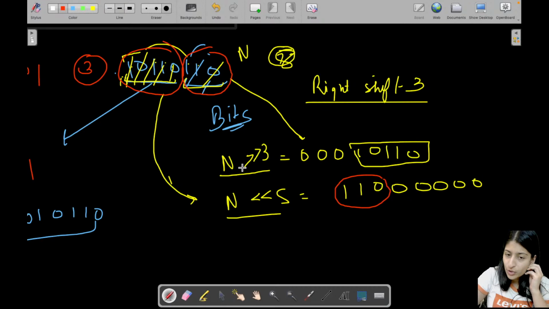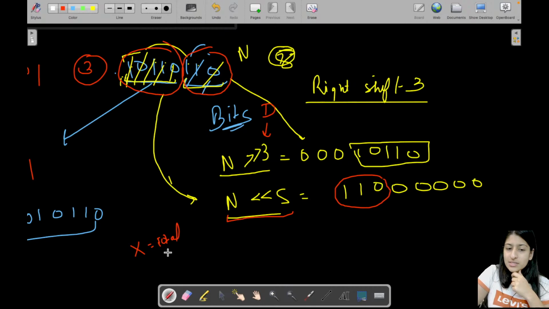I did a right shift on n by as many times as I wanted to rotate it. Then the remaining bits also, I wanted to store somewhere. So this is the reason I did n left shift by, basically, how many bits minus d times. If this is d, then this is x, where x is the total number of bits. So x minus d times.